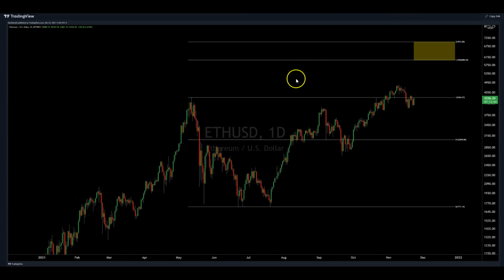The target I trust the most is the fib target first. Once we get there, we'll see how that looks, if we get there, and if we consolidate. You know, what you don't want to see is us wick into something here like 6.5 and then just get smashed back down to 4.5 or something. But there's nothing to be bearish about ETH here at all on low time frames.